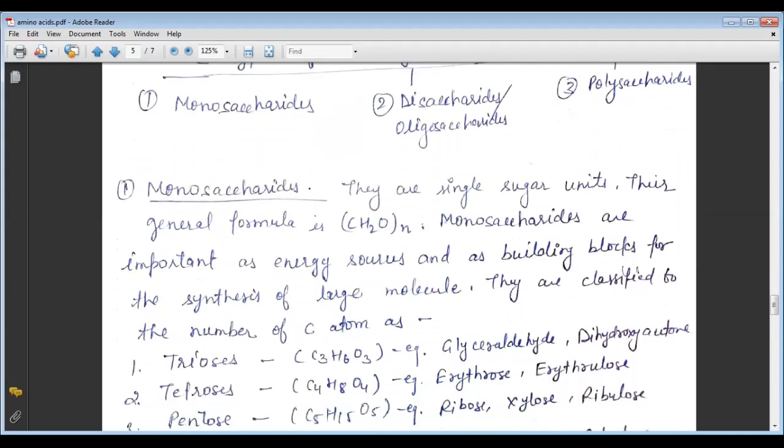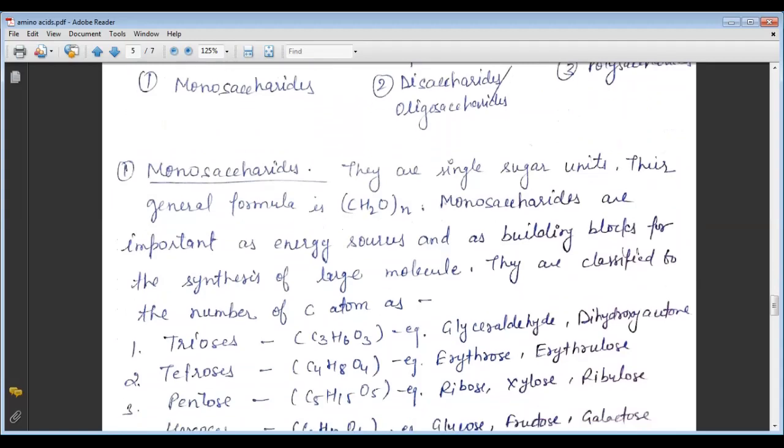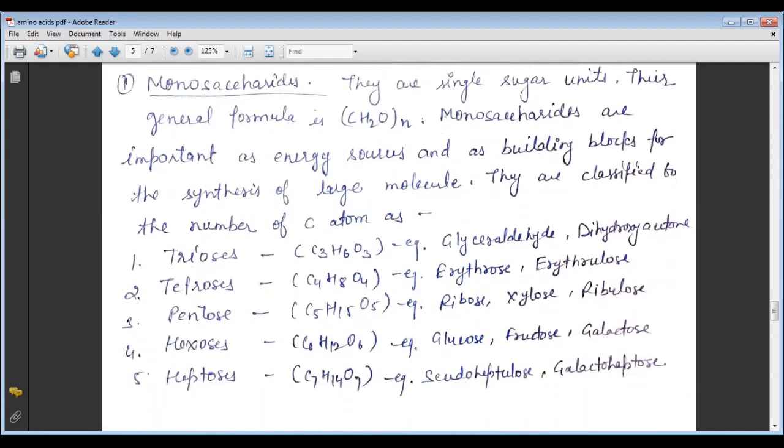Firstly, the monosaccharides: they are a single sugar unit. Okay, that is the monosaccharide. The general formula of the sugar unit is CnH2nOn. Monosaccharides are important as energy sources and as building blocks for the synthesis of large molecules. They are classified according to the number of carbon atoms.